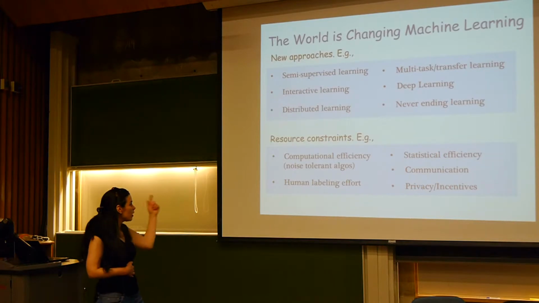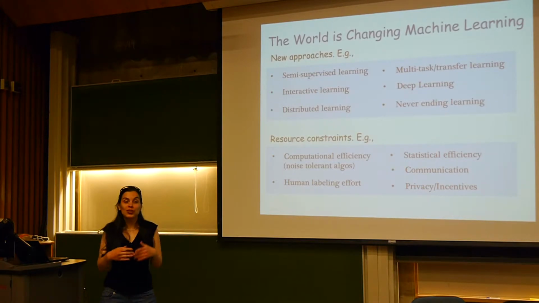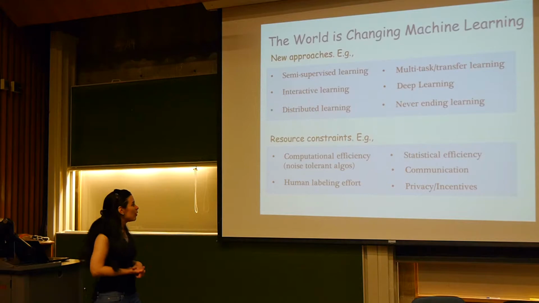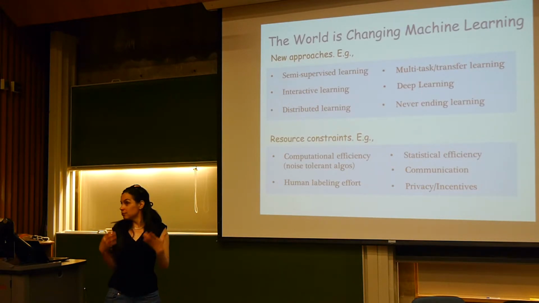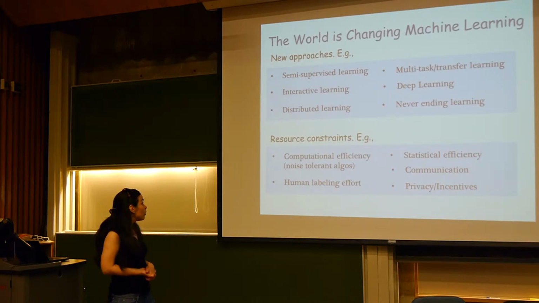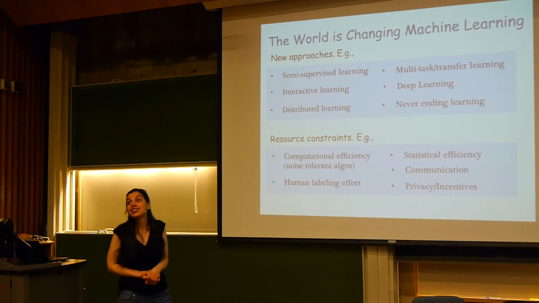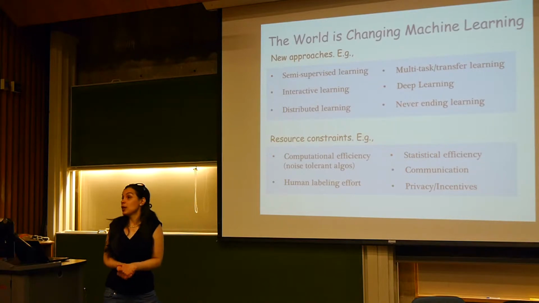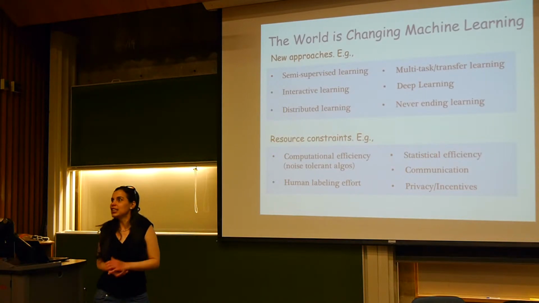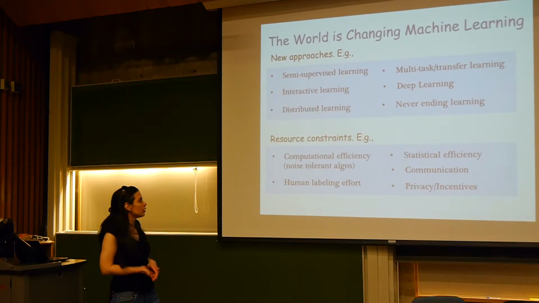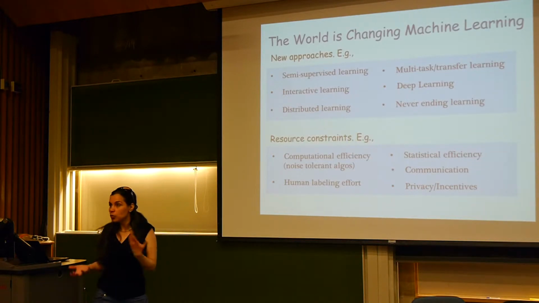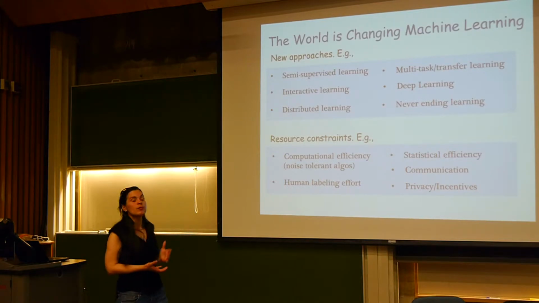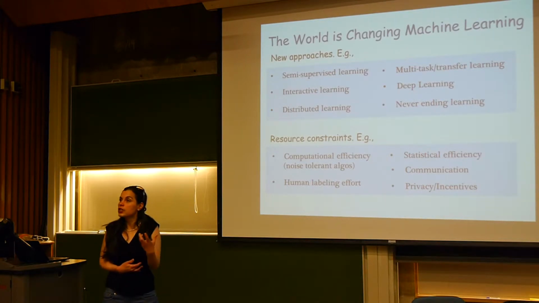So for example, we have to minimize human labeling effort when we do interactive learning. We have to take into account communication efficiency when we do distributed learning. Or actually, we have to also think about privacy when the data belongs to someone, right? Some machine learning applications involve sensitive data, like medical data or genomic sequence data, and privacy becomes a key constraint or resource that we have to really worry about.